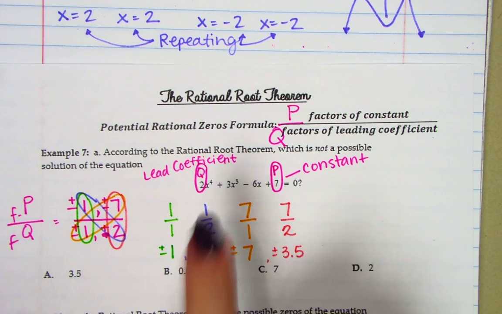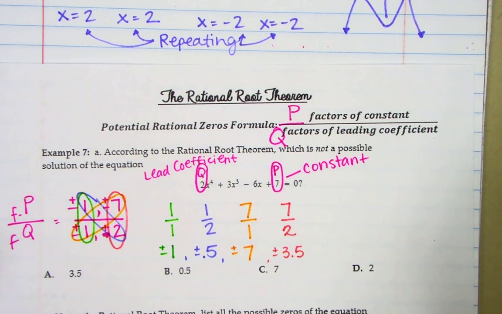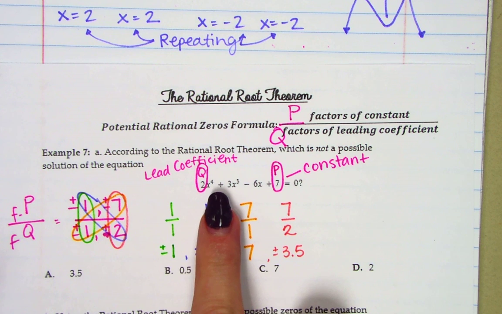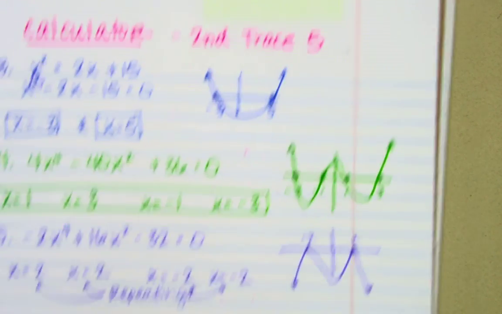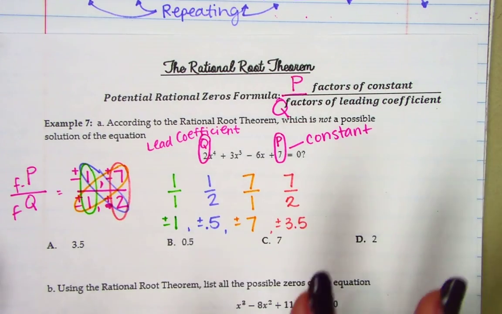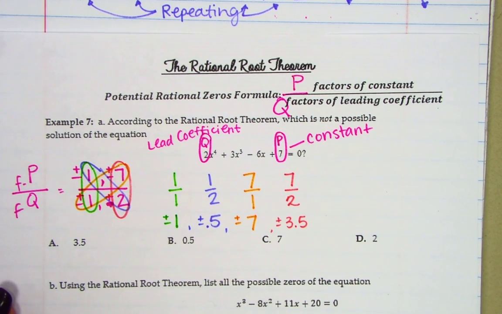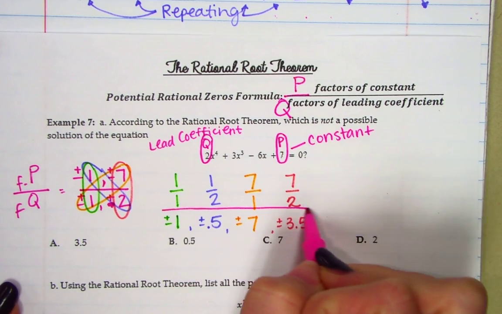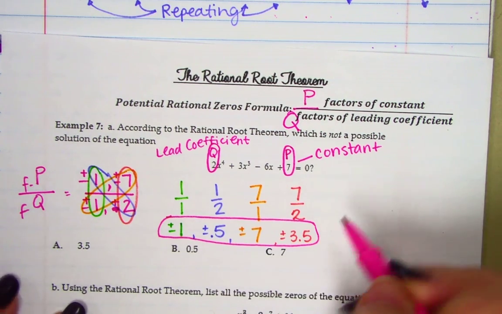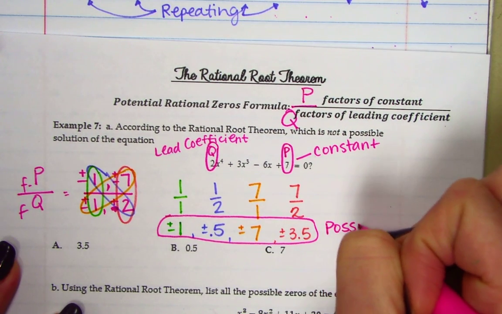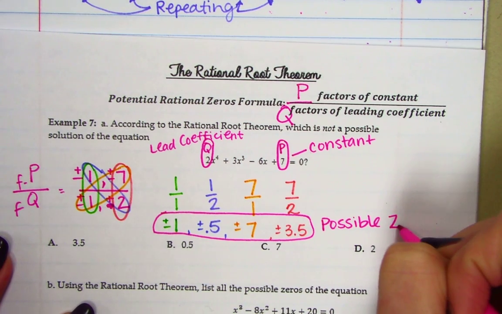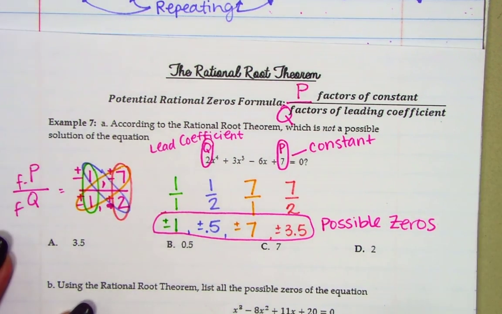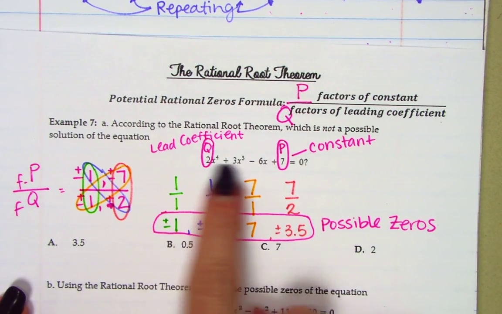This really works better on bigger ones, like with 2x to the 4th power, because it's pretty easy for us to find the factors for number 3 up here. We just had to factor it. But this one works well on bigger numbers. These are all the possible zeros, my bad: 1, 0.5, 7, 3.5. All the possible zeros of this equation.